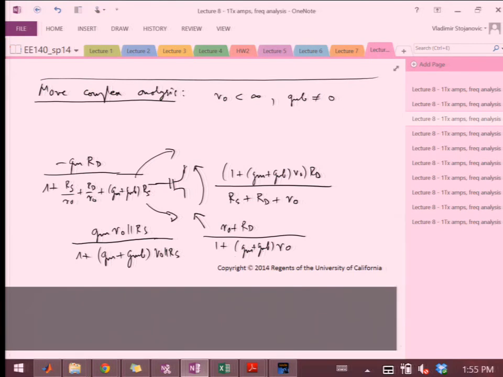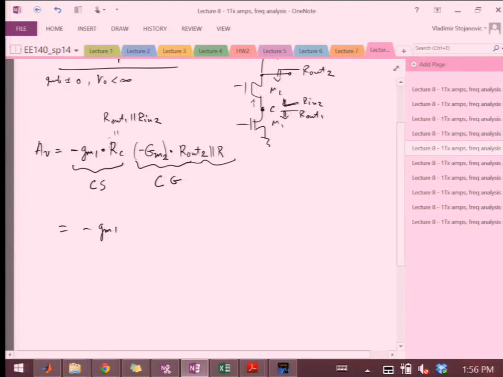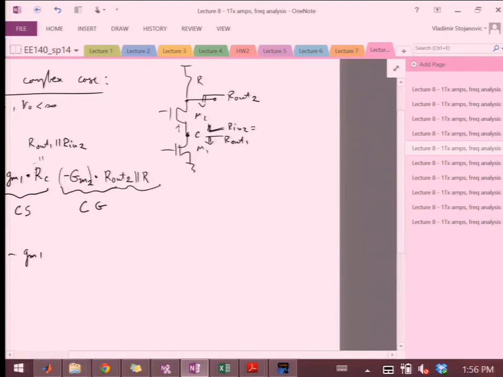So we can use this. This is the input R. And obviously, if GMB is 0 and R0 is infinity, these two cancel out. RD doesn't matter. So I'm just getting 1 over GM. Right? That's the simplification here. So I'm going to use this one over here for R in 2.